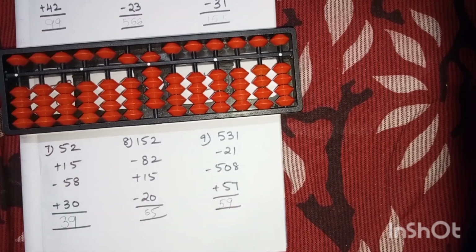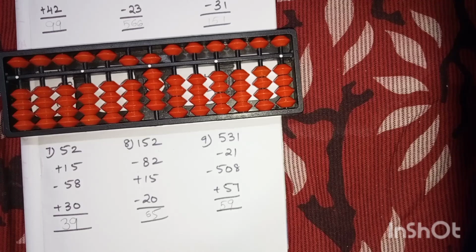Okay friends, done with the sums. In the next video we are going to see big friends formula minus 9 and minus 90 sums we are going to do.